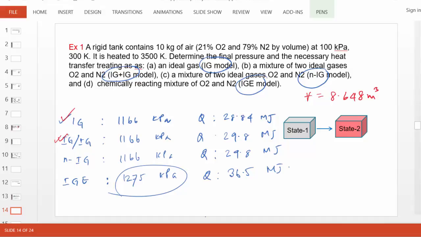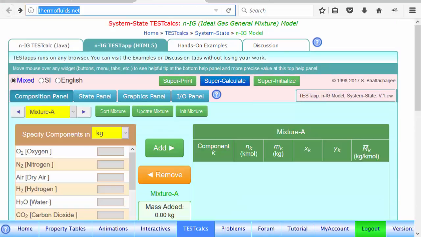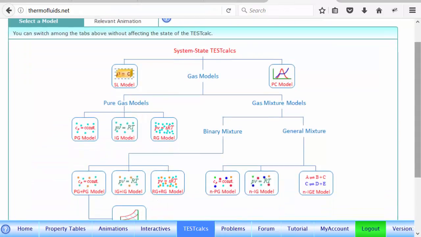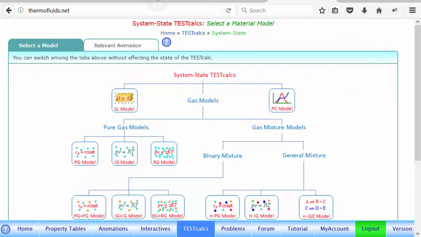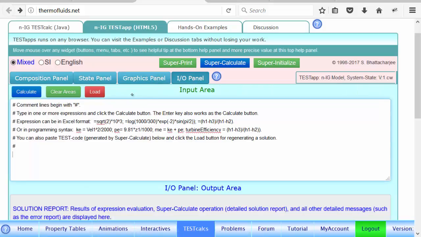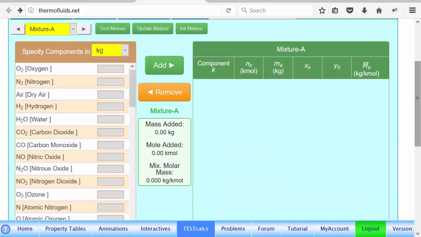And now let's take a look at how we solve the same problem using a general mixture model. I know we don't need to, but this is much more versatile. Again, we launch it by going to the NIG model, which is the general mixture model, and that will launch something like this. As you can see, we have the composition panel, state panel, graphics panel, and I/O panel. These are all identical. The only new thing here is the composition panel, which should be very intuitive to use. And you will see how the general mixture model gives us a lot more information than the binary mixture model.